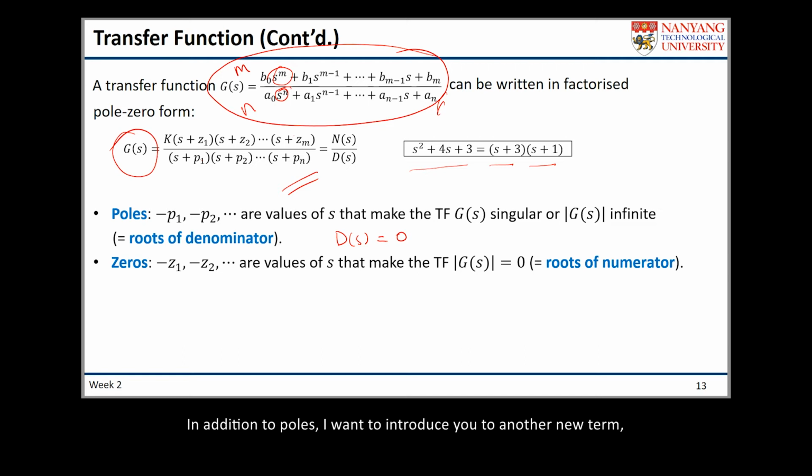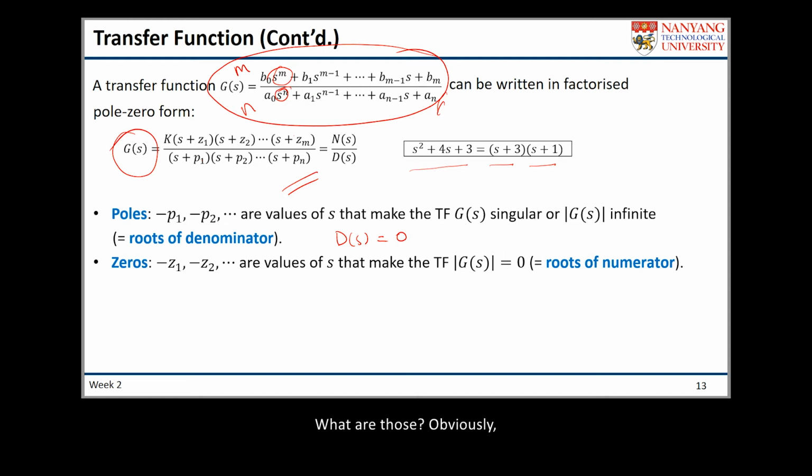In addition to poles, I want to introduce another new term, which is zeros. It's not a value of 0, but this is another term. We call it zeros. What does zeros mean? Zeros are the values of s that will make your Gs equal 0. So you see the difference between zeros and poles. Poles are the values of s that make your Gs equal to infinite, but zeros are the values of s that will make your Gs equal to 0.